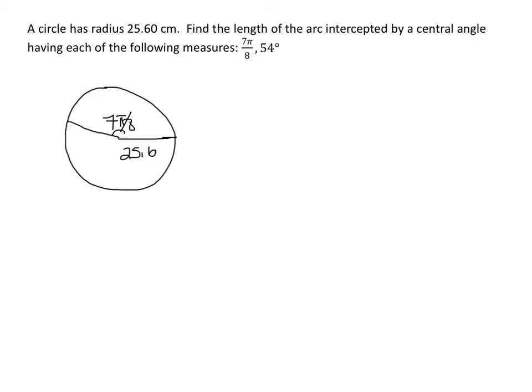What we need to do is find the arc length. Arc length is S, and S is equal to R theta, as long as theta is in radians. So that's 25.6 times 7 pi over 8. Plugging that into my calculator, I get 70.372 centimeters, meaning that is the length of this arc along the circle.